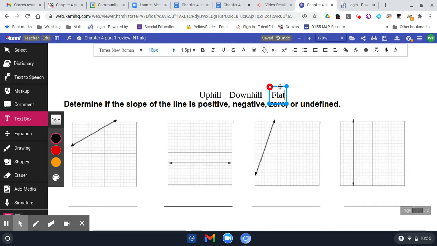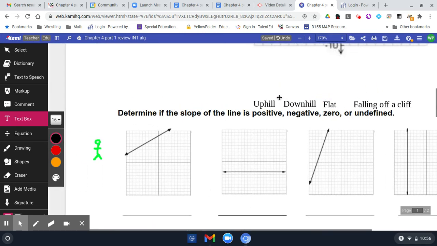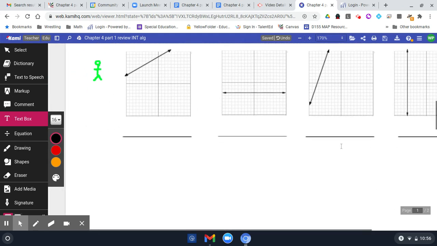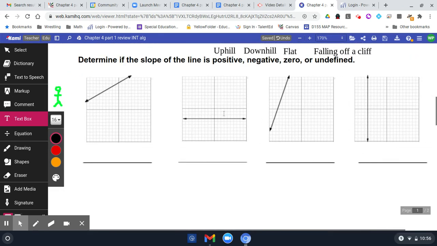And then anything that is falling off a cliff is undefined. Okay, so that's straight up and down. All right, so you guys are just going to write which one those are down below. Not something that I need to do. I think that's something you guys can easily identify.